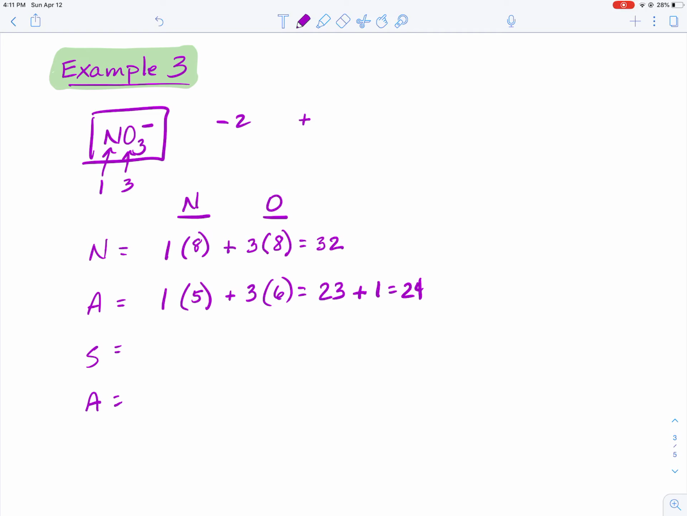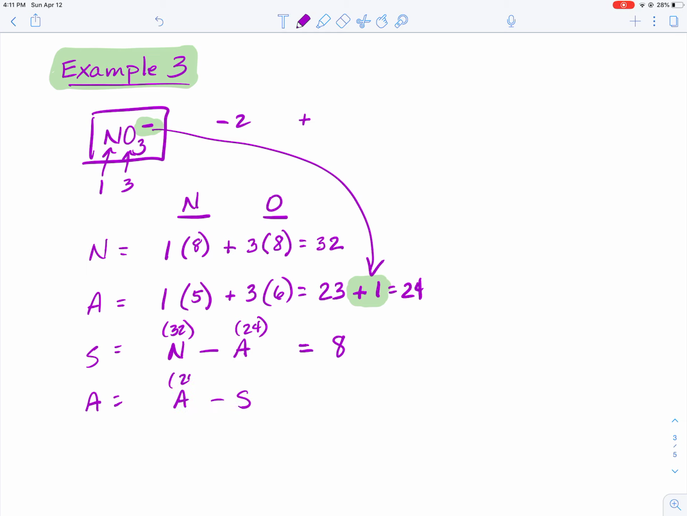Okay, so we've got 24 now. That's the only difference when it comes to ions. This is the only difference in calculating the number of bonding pairs and lone pairs. From this point on, we go right back to normal. We're going to take our N minus A. That means 32, but make sure that the A is now the 24 calculated value, not 23. This is going to give us a value of 8. And then we're going to have A minus S, and the A again is 24, and the S is 8.